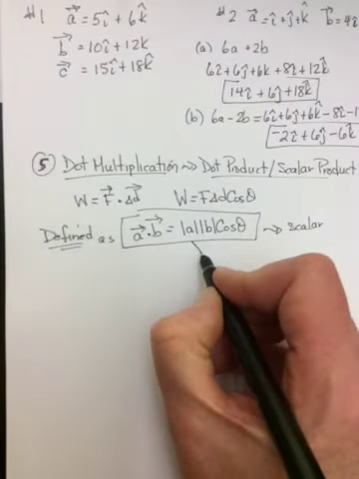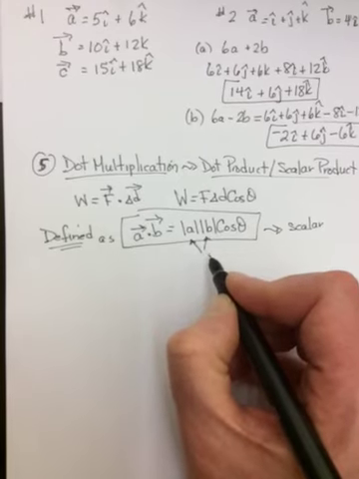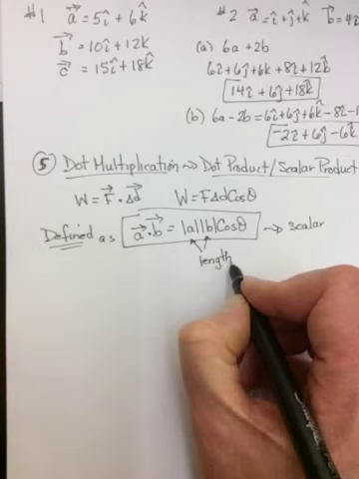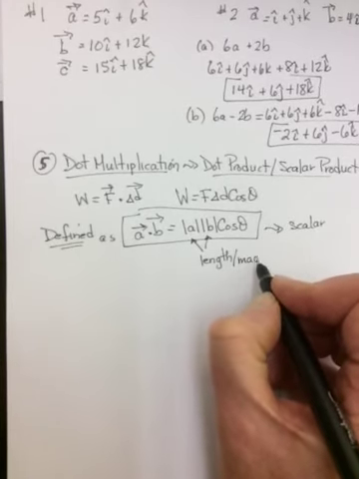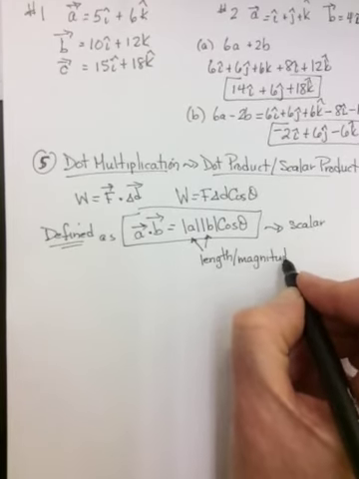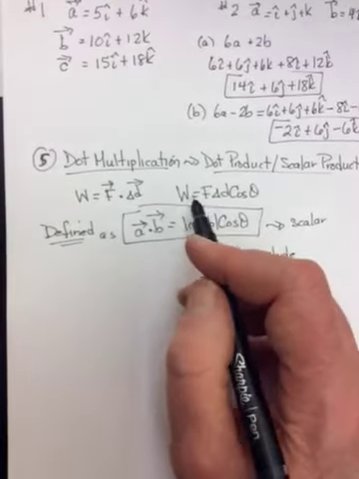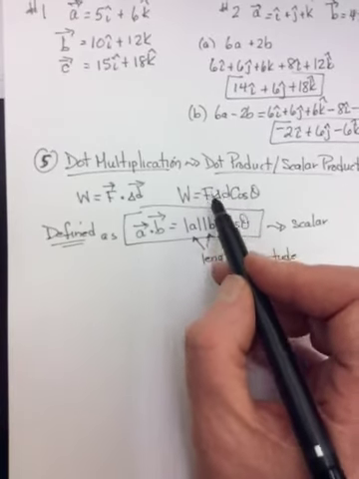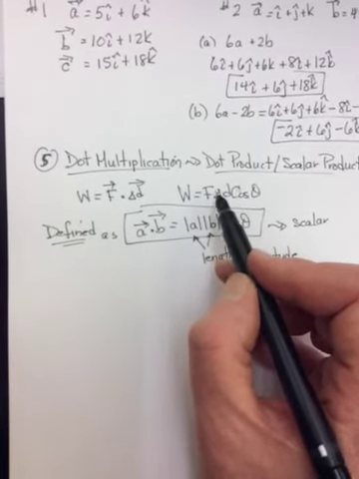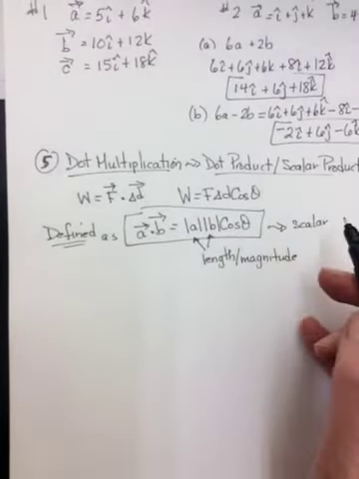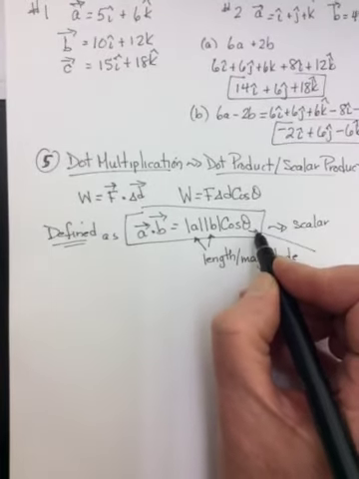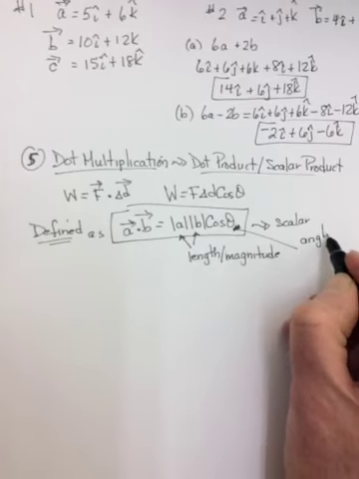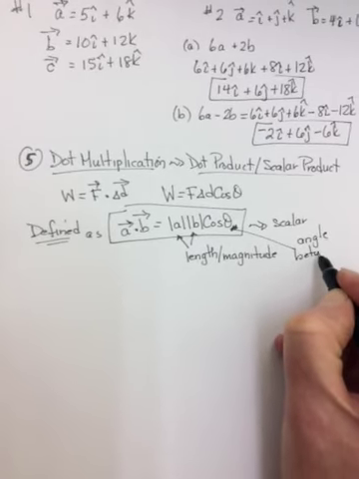Now, remember the absolute value of A and the absolute value of B are really just the length of the vectors, or the magnitude of the vectors. So again, if you think back to the work equation, we multiplied the size of the force by how far it moved and then cosine of the angle between them. So this theta is always, always, always the angle between the two vectors.